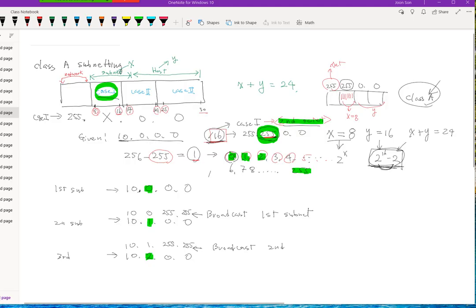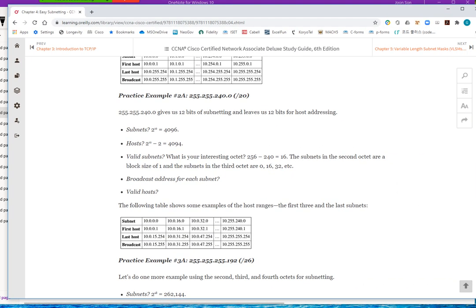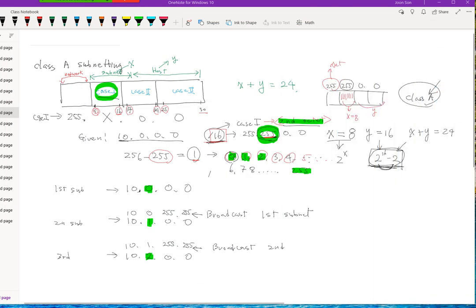Okay, now let's take a look at case number 2. The example for case number 2 is, I think, given by /20. So I'm going to show you the next example. The next example is /20. This is case number 2 of the Class A subnetting.